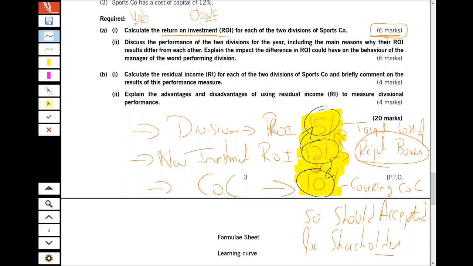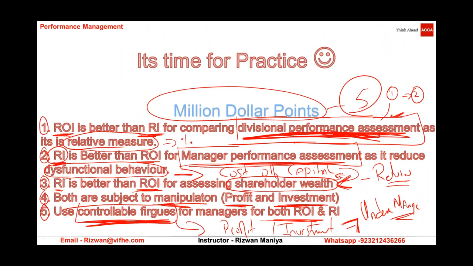So that is why we say, listen, RI is better than ROI for manager performance assessment, as it reduces dysfunctional behavior. You know why? Because RI uses what? Tell me, RI uses what? RI uses cost of capital. So you understood the second point.